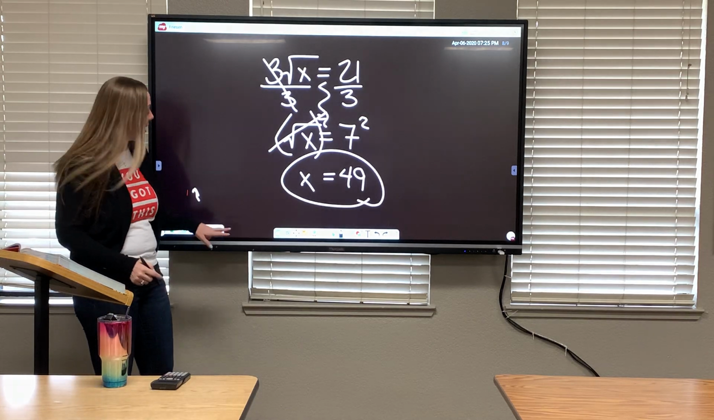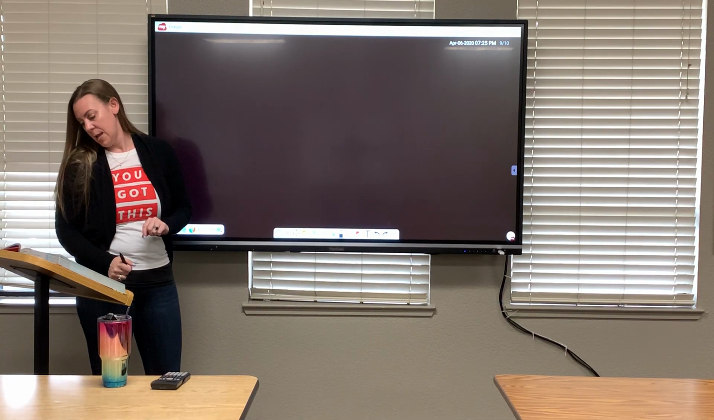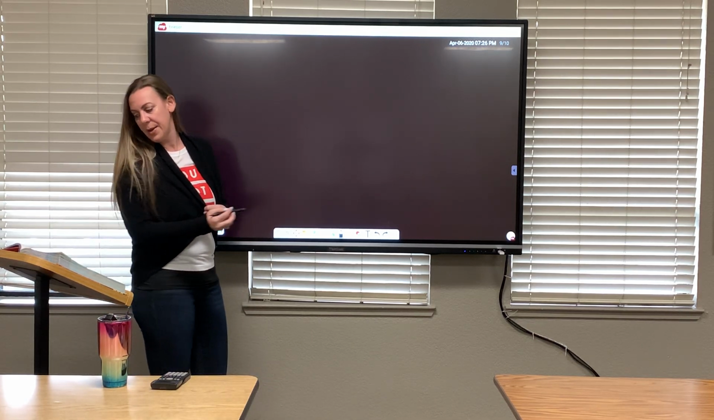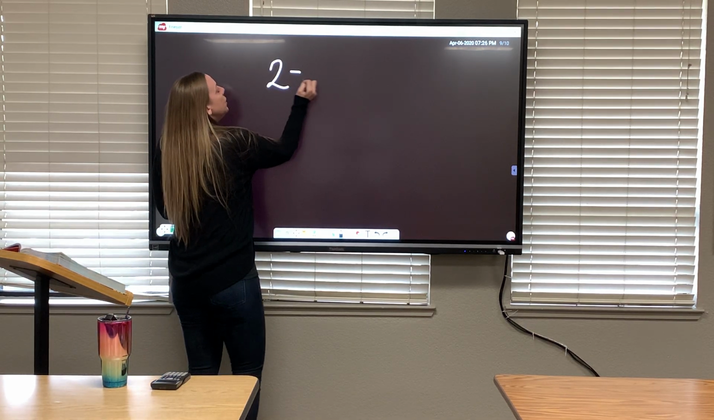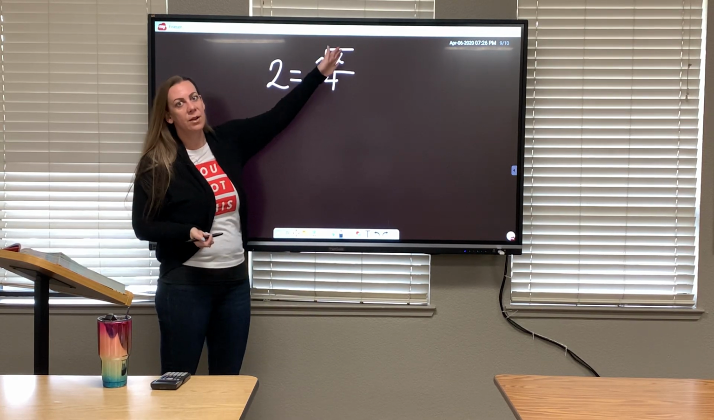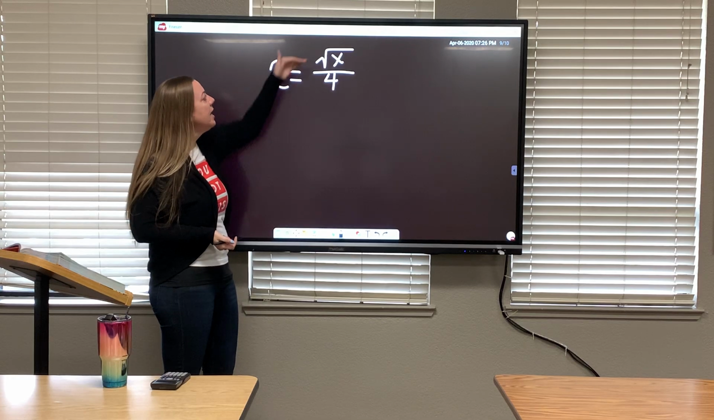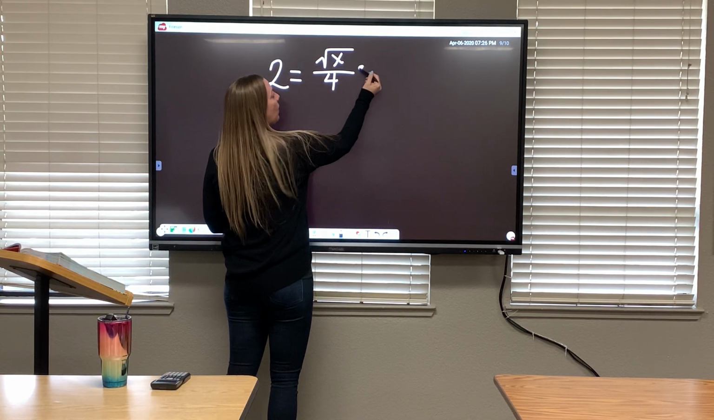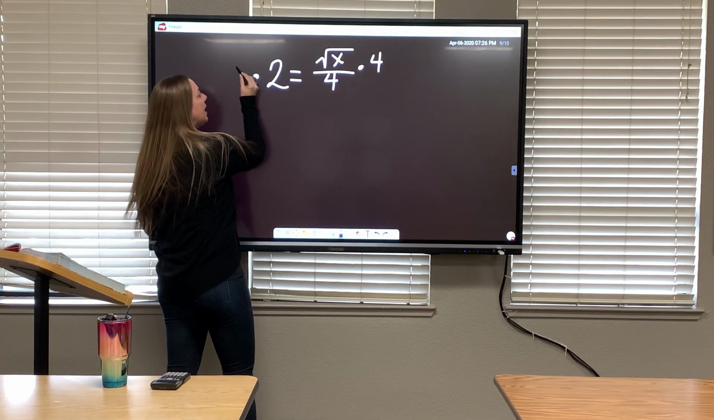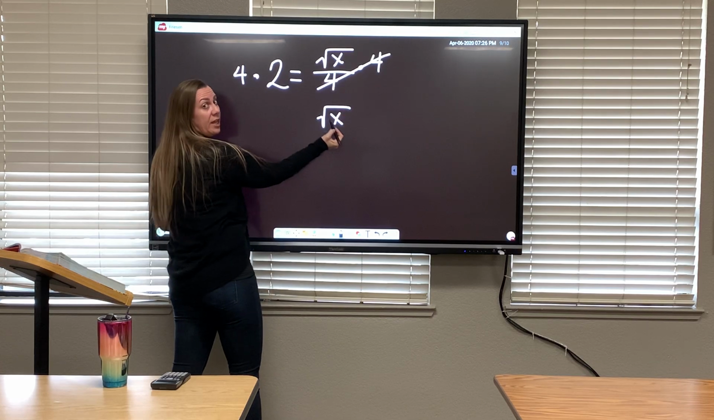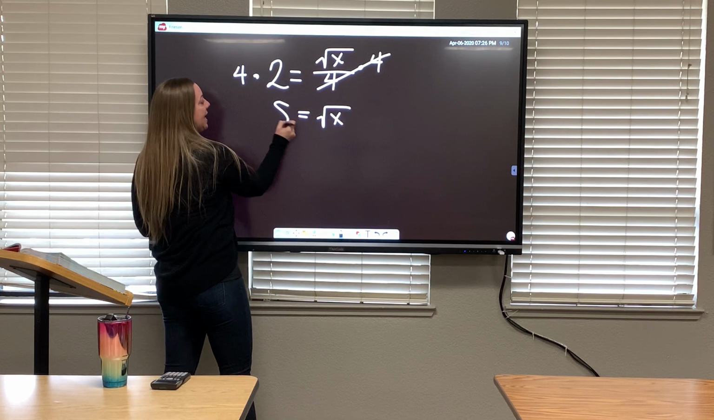Okay, let's try another one like that. Let's say I have 2 equals the square root of x over 4. Is the radical symbol by itself? No. In this case, it's over 4, which means that we're dividing by 4. So I want to multiply both sides by 4 to get rid of that. Then I have the square root of x left over here. 4 times 2 is 8.